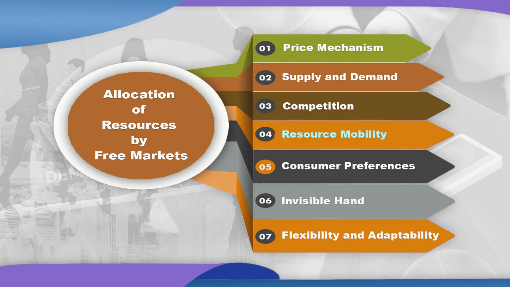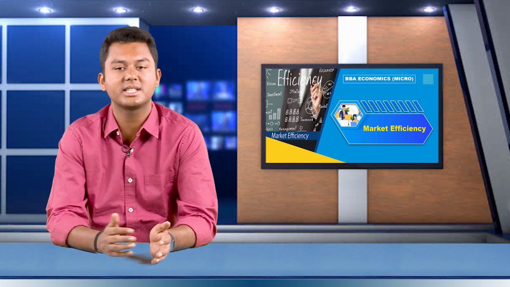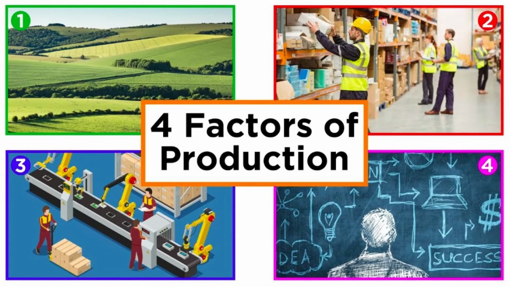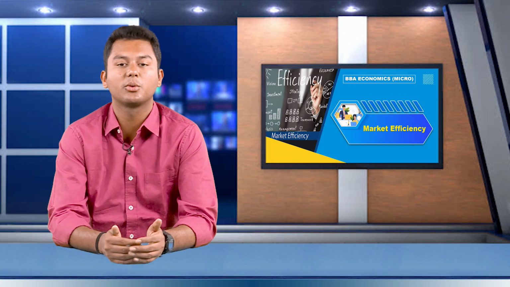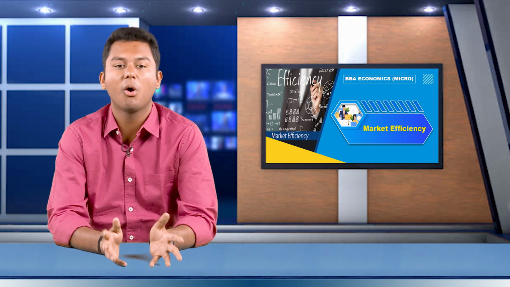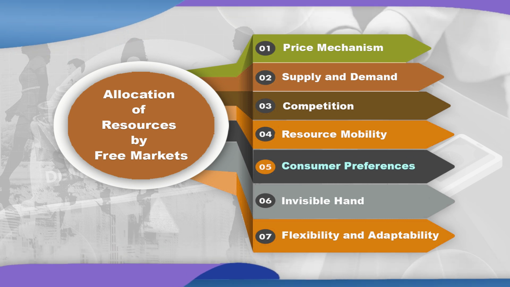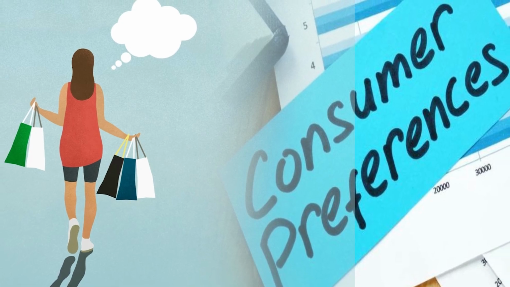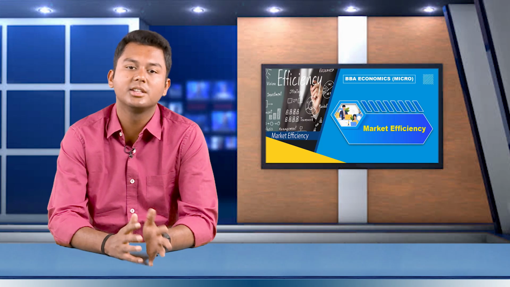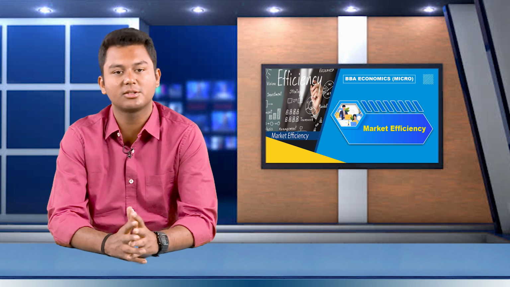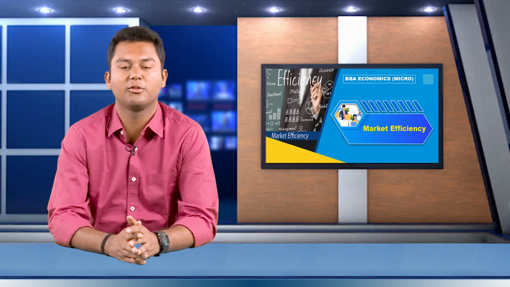Next, resource mobility. Free markets allow resources to move freely between sectors based on changing demand and supply conditions. Factors of production such as labor, capital and raw materials can shift to industries with higher profitability or consumer demand, optimizing resource allocation. Further, consumer preference. Free markets respect consumer preferences and allocate resources according to consumer choices. Consumer sovereignty drives producers to produce goods and services that consumers value, leading to a diverse range of products and services in the market.